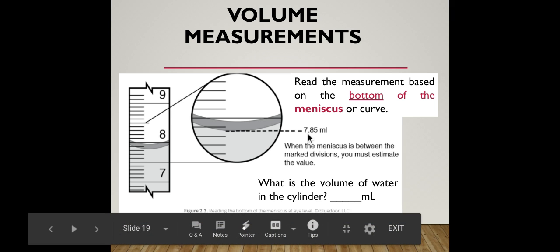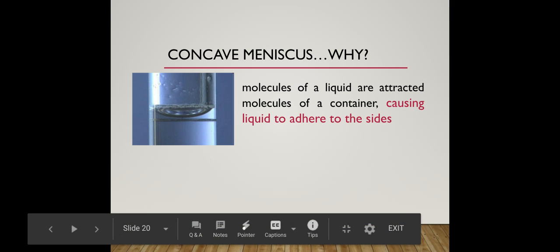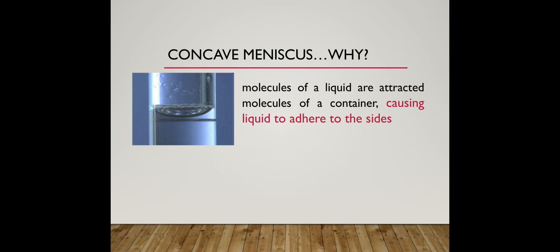So I can get 7.85. I know what you're probably thinking. Cool, cool, cool. Why does it bend like that? Well, molecules of the liquid are attracted to the molecules of the container as well as to themselves. And that's the property of cohesion and adhesion. We're very familiar with it with water, but all liquids have these properties. So it is really causing the liquid to be attracted to the sides of the container, which is what makes this bend or this meniscus.